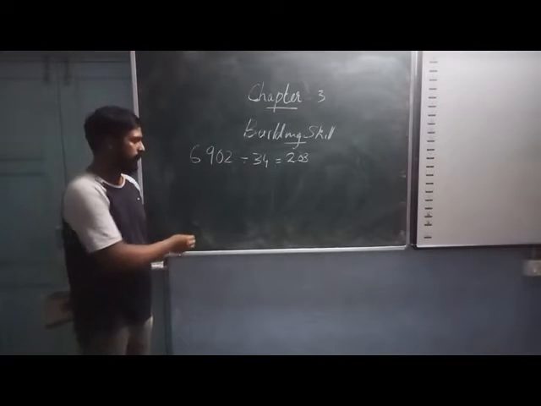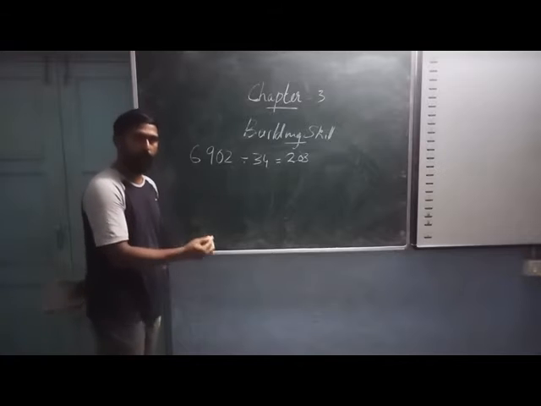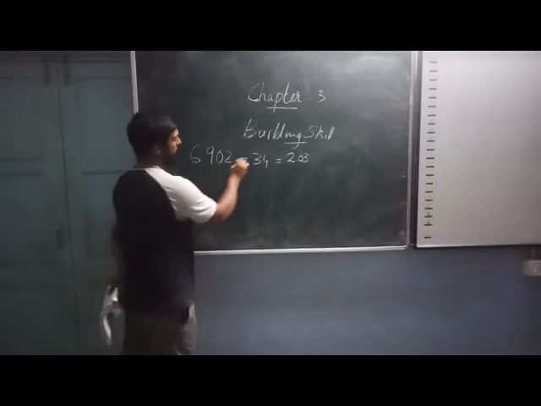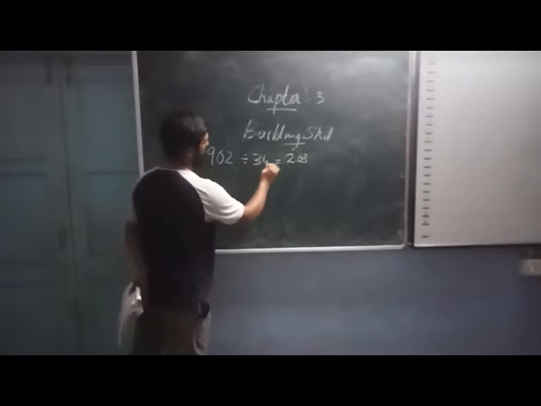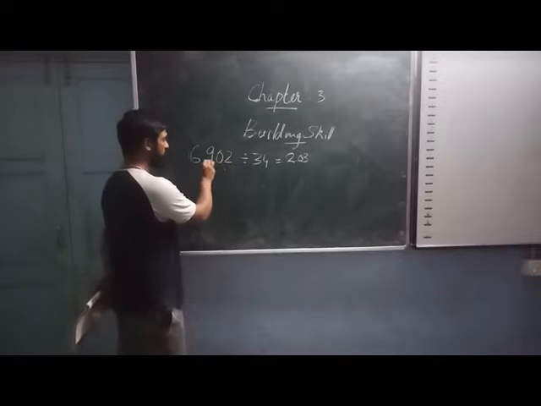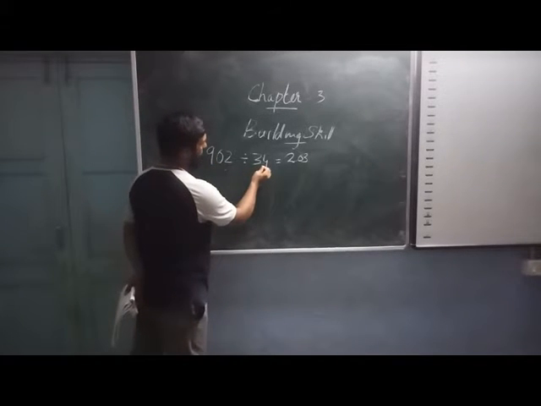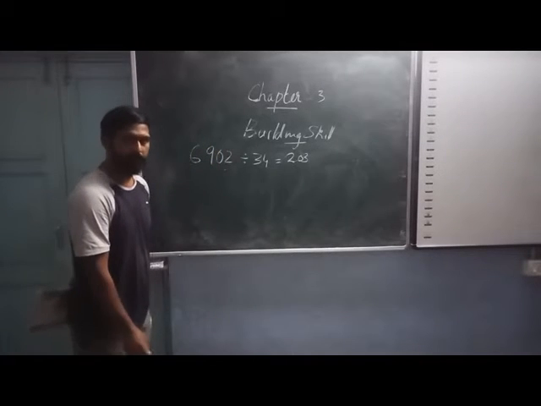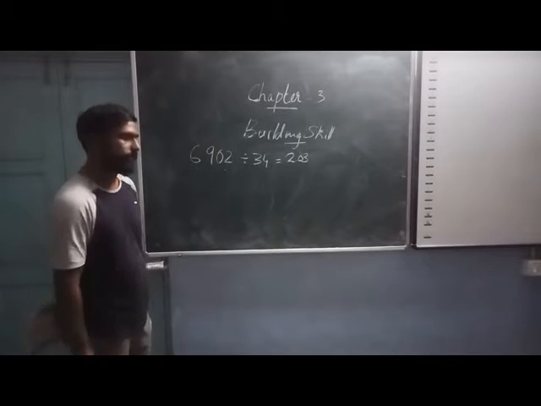Now we have to frame a question. I will explain this time without writing, but please listen to me. How do we frame this question? This number is divided by this number and you get the answer. This is the total, and this is the number it is divided by. This much you will understand. Now let us frame the question.